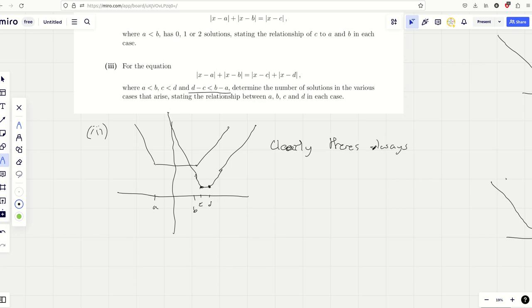There's always one line which is going to be parallel to the other one and not hit, and there's always the other line which is going to hit either the diagonal bit or the flat bit. There's always at least one solution. Now, how can we get more than one solution? Well, the only way is if we actually overlap one of the parallel lines. Now, when does that happen?